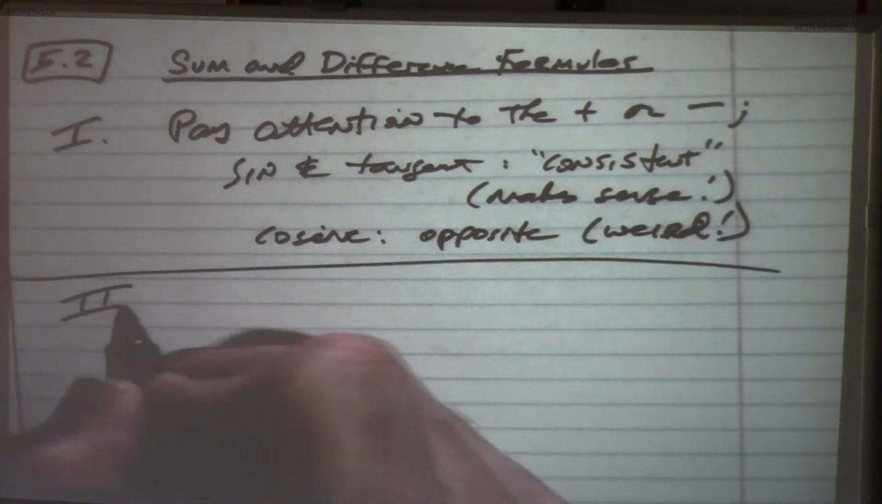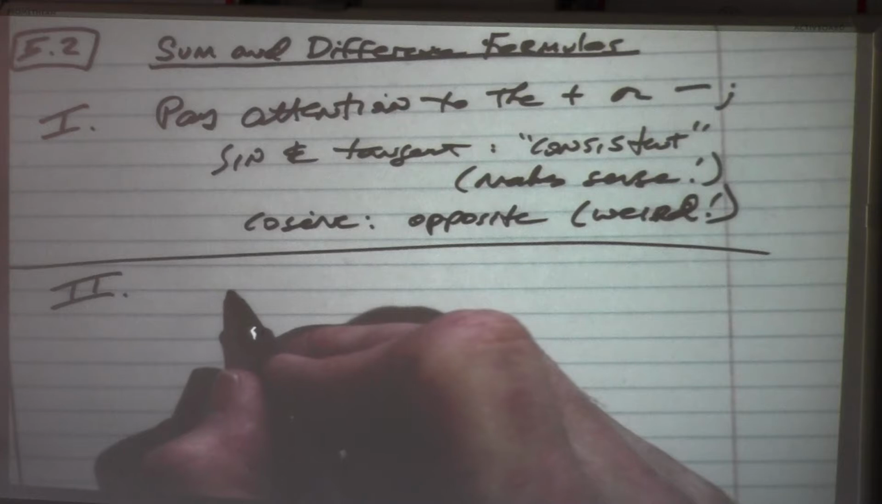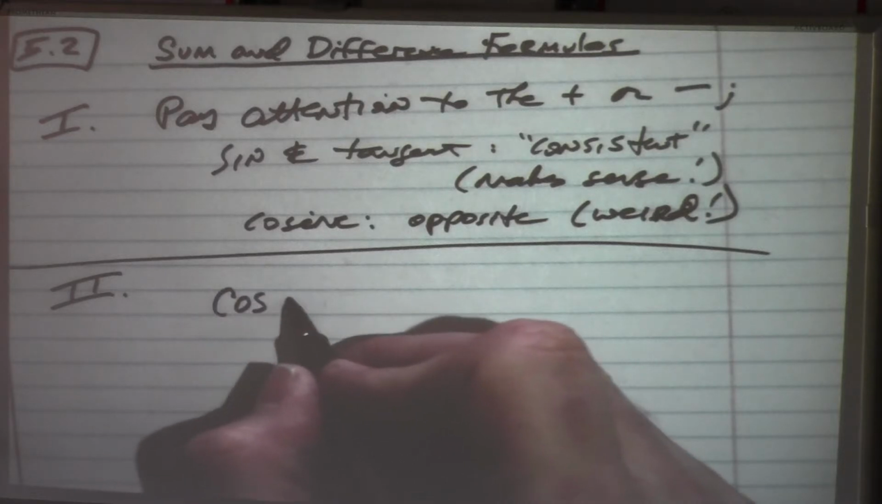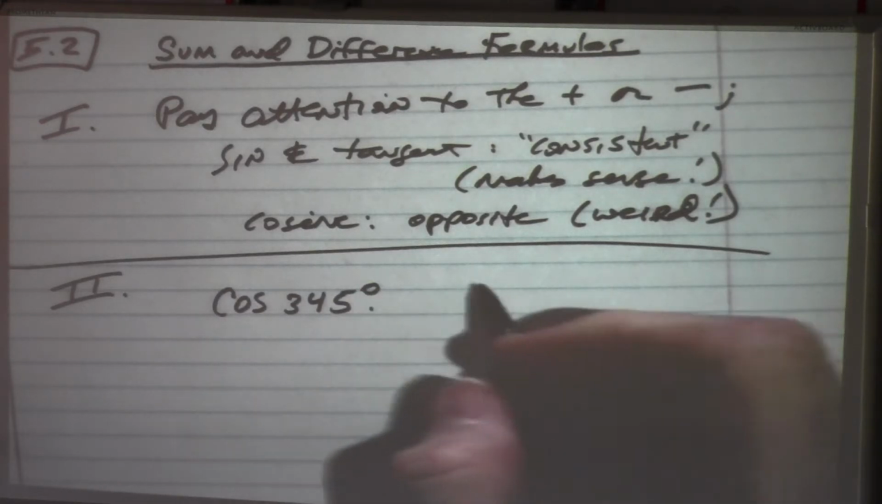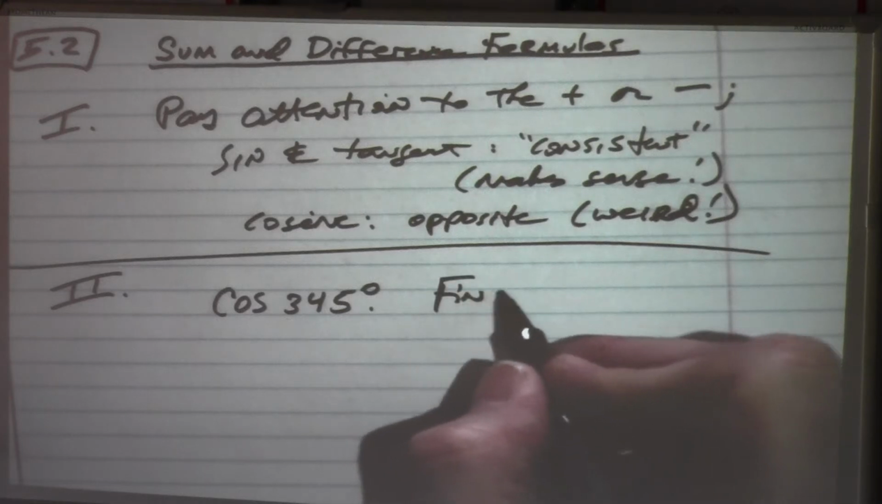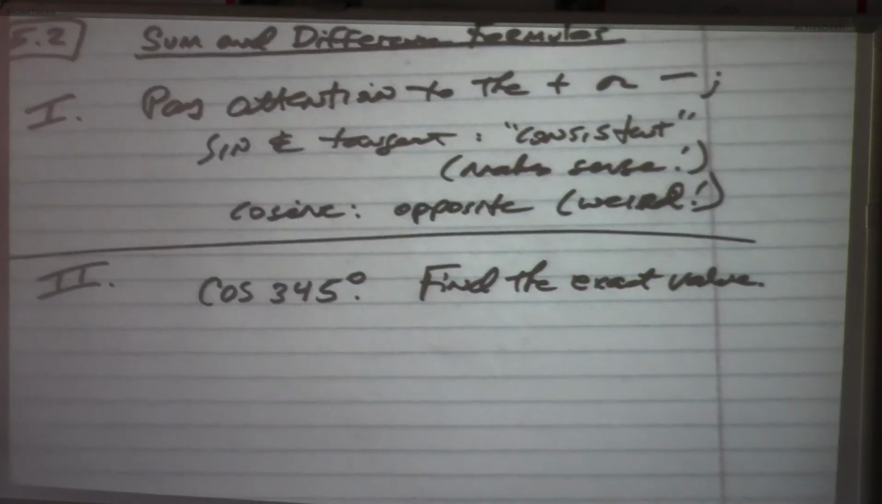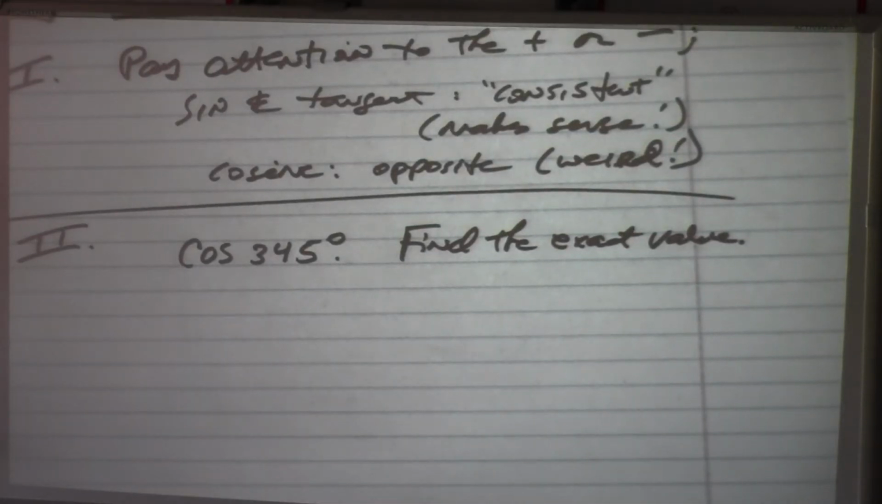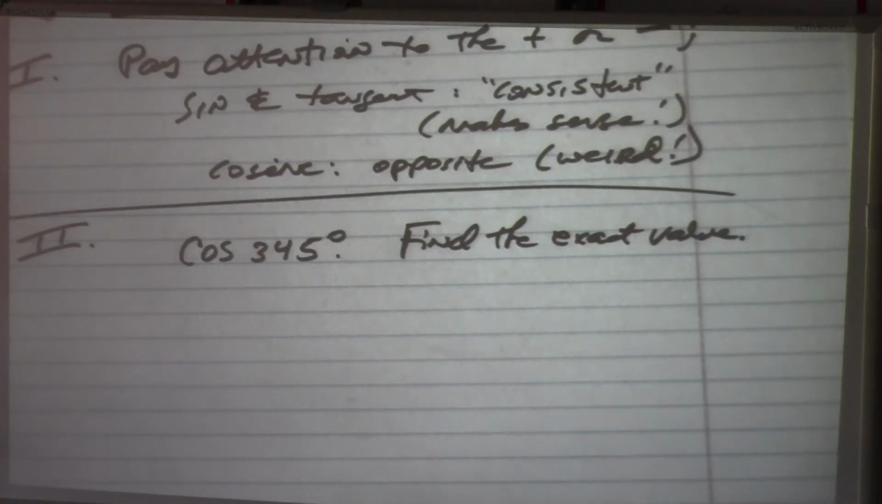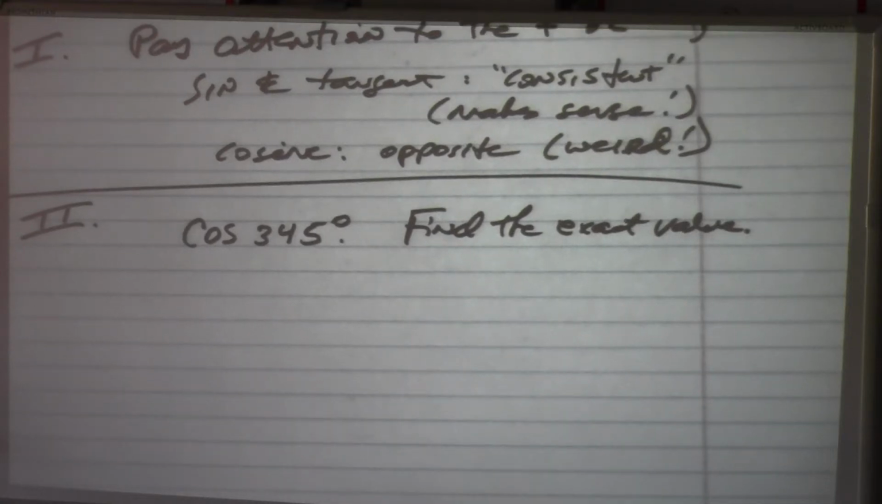So now let's take an angle, cosine 345 degrees, and our direction is to find the exact value. So if you put it in the calculator, you're going to get a decimal. That's not the exact value. It's going to be a non-repeating, non-terminating decimal, and that means it doesn't have an exact value. You have to give the exact value, which means using a square root, like a square root of 6, a square root of 10. That'll be part of the answer, or something like that in it.